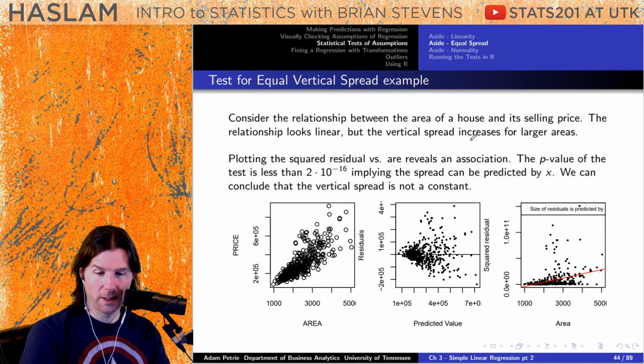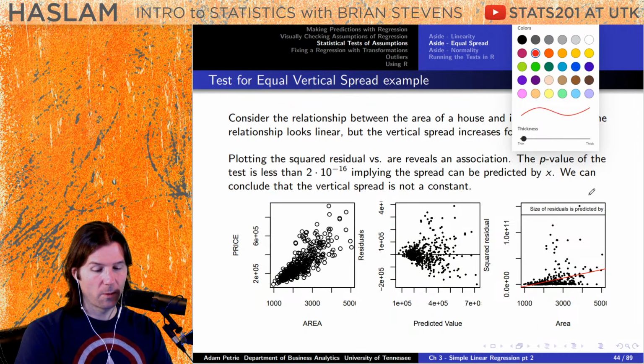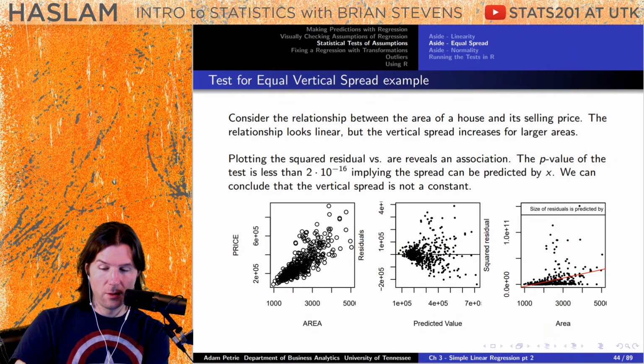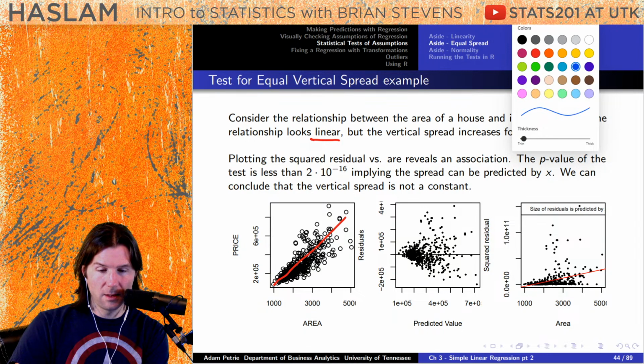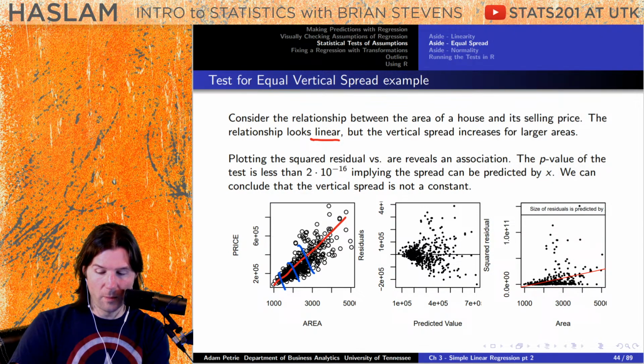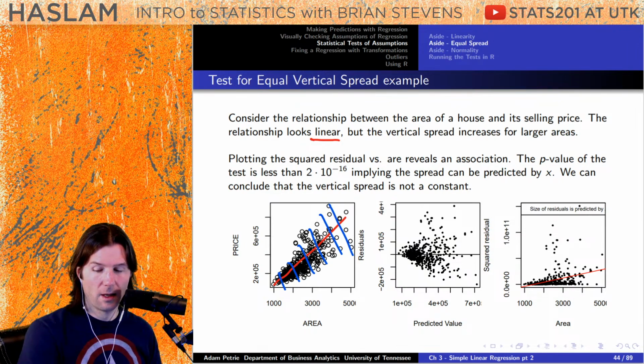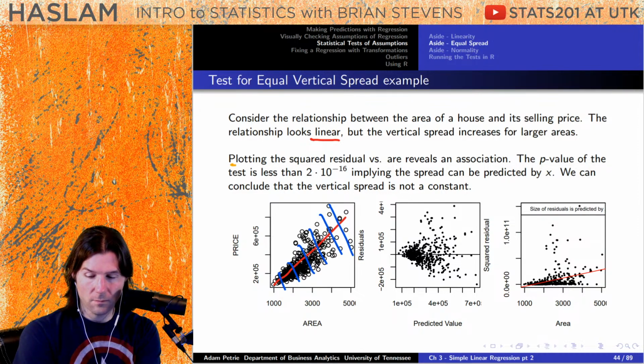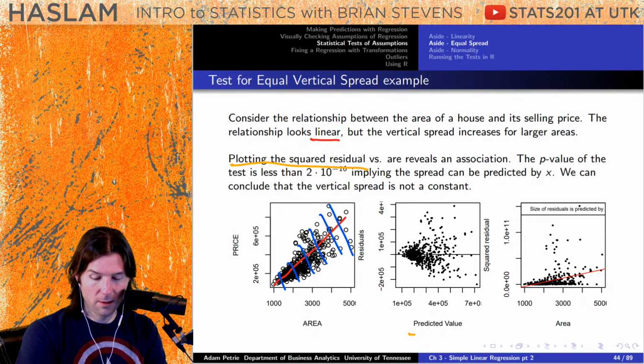Okay, so we're looking at a model right here. Let's draw through it. The relationship looks linear. So it looks linear. And the vertical spread is this right here, which indicates a weakening of the strength of the model. Plotting the squared residuals. So these are our residuals right here. Plotting the squared residuals versus our values, and association. Oh, that might be a typo right there.